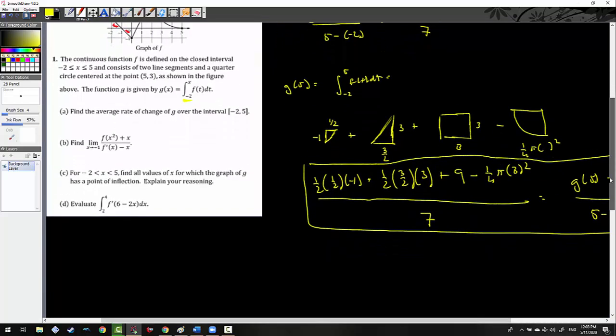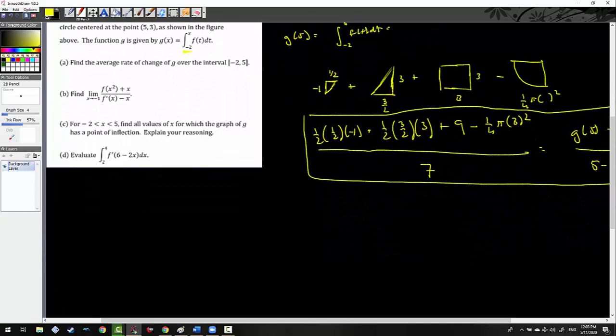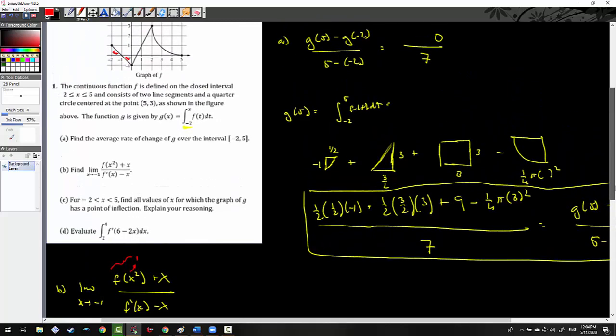Part B is a little bit confusing. We're being asked to find the limit here. So B is the limit as x goes to -1 of f of x squared plus x over f prime of x minus x. All right, well, there's a lot to this. So f of x squared, if I let x go to -1, I'll get 1. So in reality, this x squared is heading towards 1. But the entire thing, f of 1, is heading towards something else.